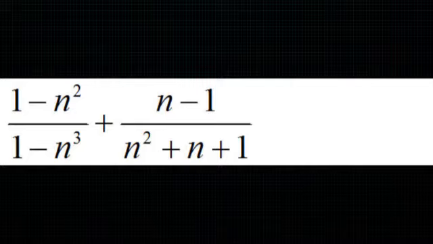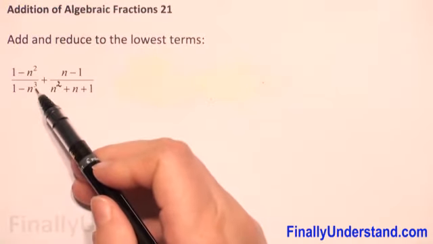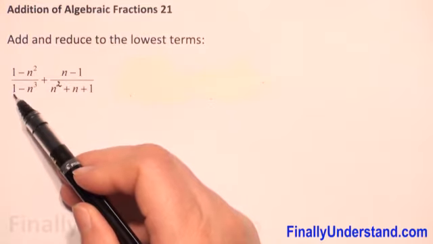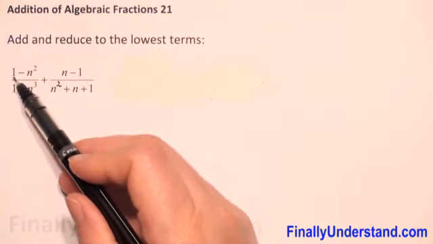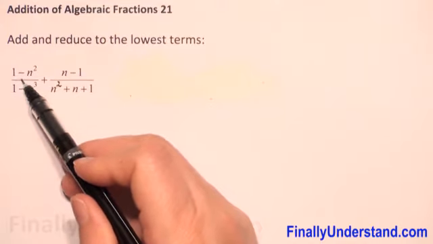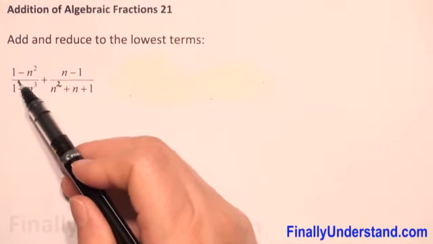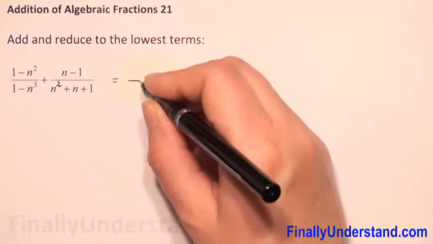To add algebraic fractions, we need to have the same denominator. But let's first check our denominators. We have 1 minus n cubed. We can rewrite 1 as 1 to the third power, so we will have a difference of 2 perfect cubes in the denominator. And if I rewrite 1 as 1 to the second power, I will have a difference of 2 perfect squares in the numerator. So let me do this.